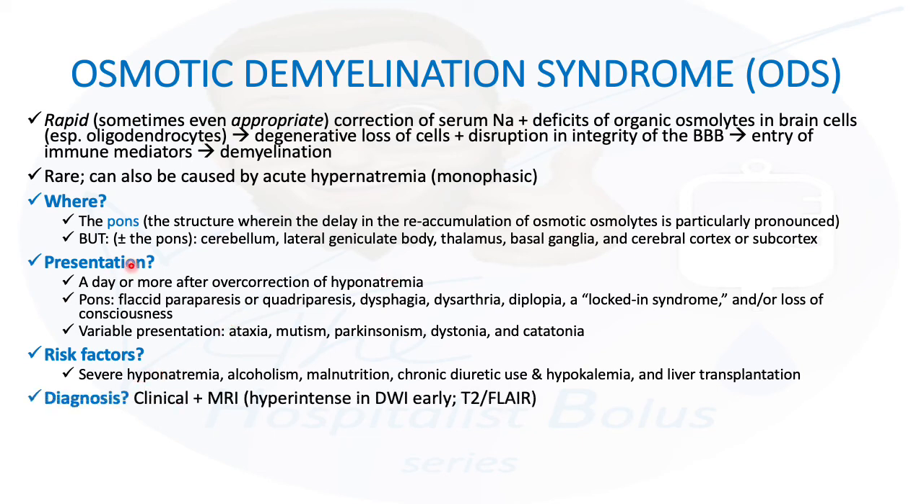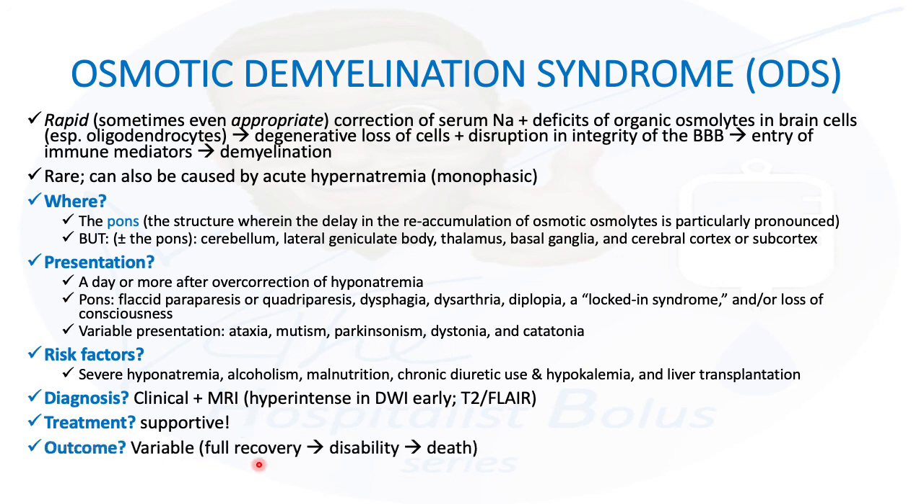Diagnosis is basically clinical based on these symptoms and the presence of overcorrection and the history of management of hyponatremia, and then MRI can aid in diagnosis. It might show some hyperintensity in the DWI early, like what happens in stroke, basically. Also, there's some signaling in the T2 and FLAIR, as we will see in the next slide. Treatment is supportive, so depending on the symptoms, you try to just follow the ABCs and physical therapy, speech therapy, occupational therapy, and just supportive care, really. Unfortunately, there is no definitive treatment of ODS if it has become well established.